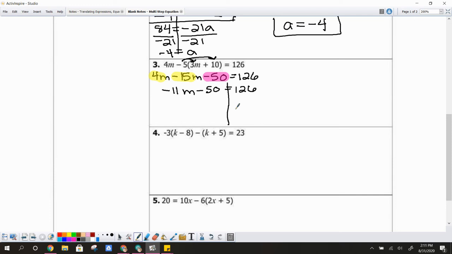Step 1 is to get rid of addition and subtraction. So I have a minus 50. To do the opposite of that, I'm going to add 50 to both sides to keep this balanced. So I have negative 11m equals 126 plus 50 is 176. Step 2 is to get rid of this multiplication by doing division. And then I'm left with m equals negative 16.